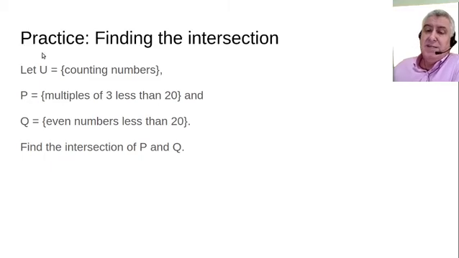So we got a couple of practices here. Let's practice finding the intersection. My universe is the counting numbers, and P is multiples of 3 less than 20, so that's 3, 6, 9, etc. less than 20. And Q is the even numbers less than 20. So 2, 4, 6, 8, all the way to 20, and we want to know what the intersection of that is.